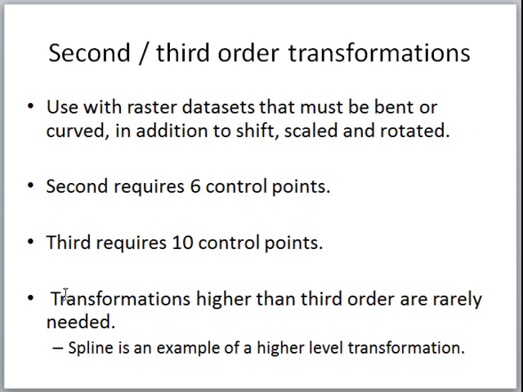2nd and 3rd order transformations are used with raster data sets that must be bent or curved in addition to shifted, scaled, and rotated. Second order requires 6 control points, and third order requires 10 control points. There are higher level transformations than third order. They're rarely needed. Splining is an example of a higher level transformation.